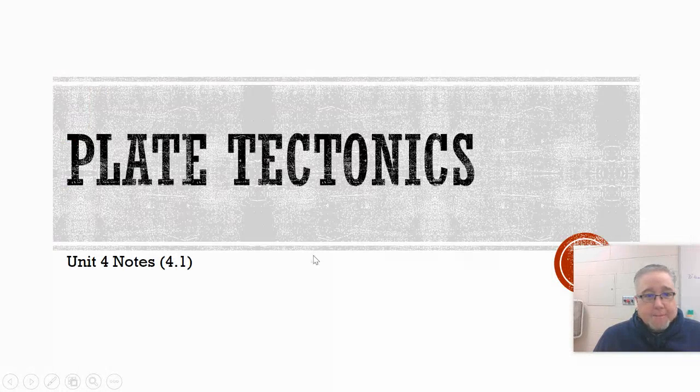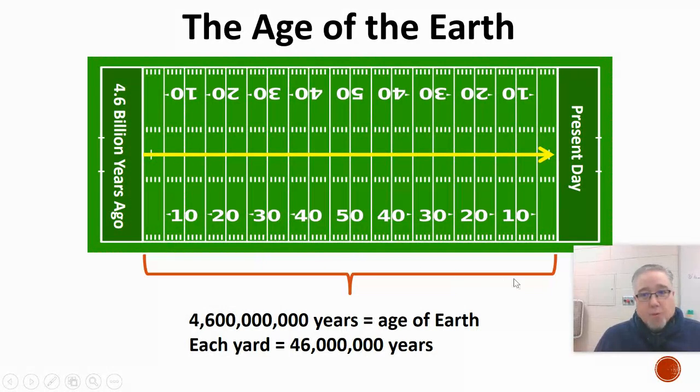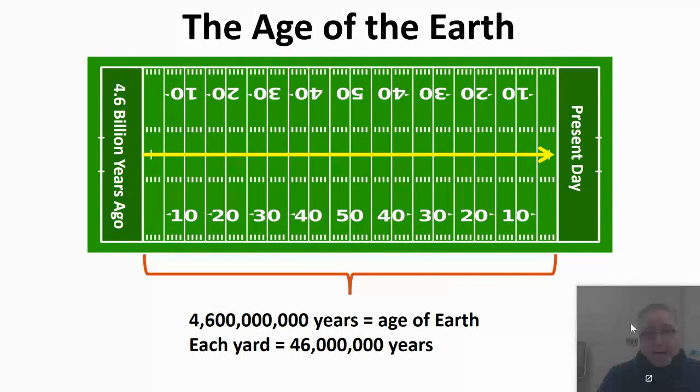Okay, so Unit 4 really gets into sort of the processes of the Earth. How the Earth works, so different things that cause it to change. But before we get into all that stuff, I do think it's important that we understand how old the Earth is. There have been changes happening to the Earth, and I think that's important to put into perspective. The Earth is about 4.6 billion years old.